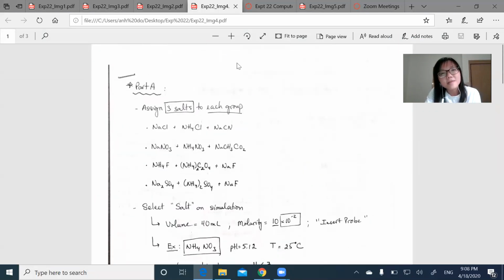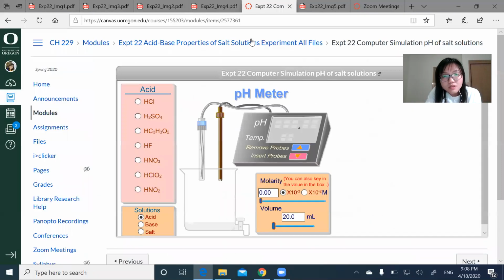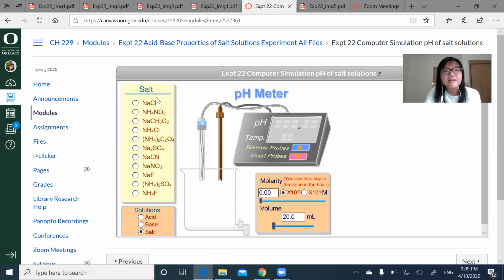Okay, so starting with the simulation, this is what I see. You would just be clicking onto the salts, and for each pair, I would be assigning 3 salts. To each pair, not each of you. But yeah, I still have to work on that, and I still have to work on the class spreadsheet as well. But I'm going to try to send all of that out by tonight.